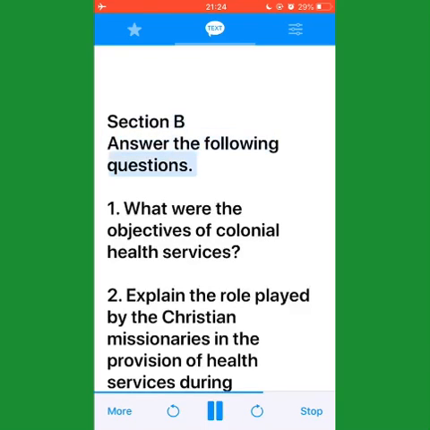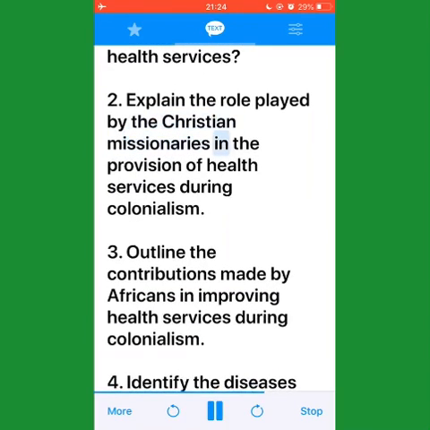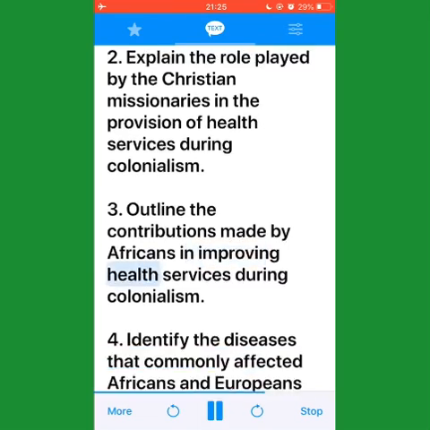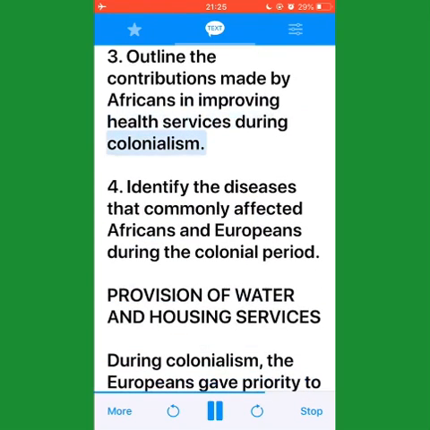Answer the following questions. 1. What were the objectives of colonial health services? 2. Explain the role played by the Christian missionaries in the provision of health services during colonialism. 3. Outline the contributions made by Africans in improving health services during colonialism. 4. Identify the diseases that commonly affected Africans and Europeans during the colonial period.